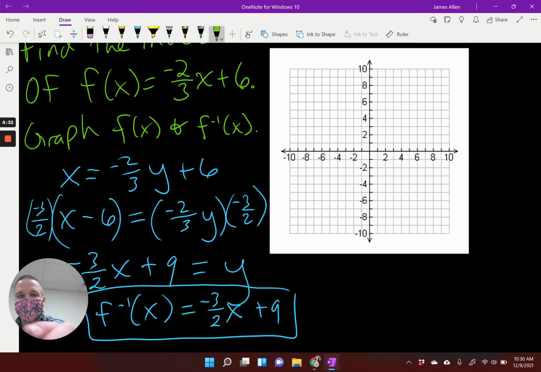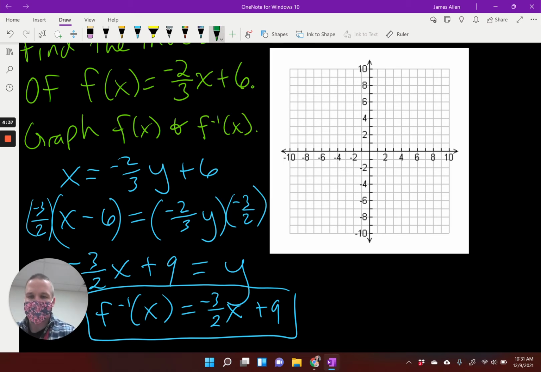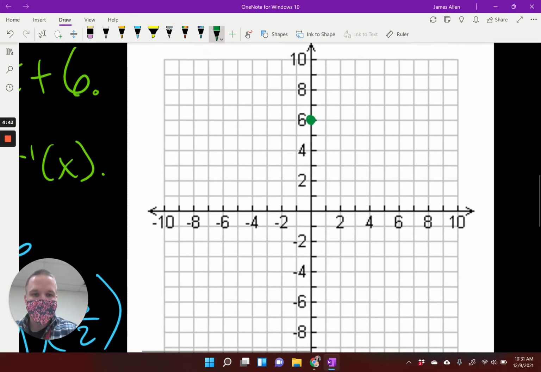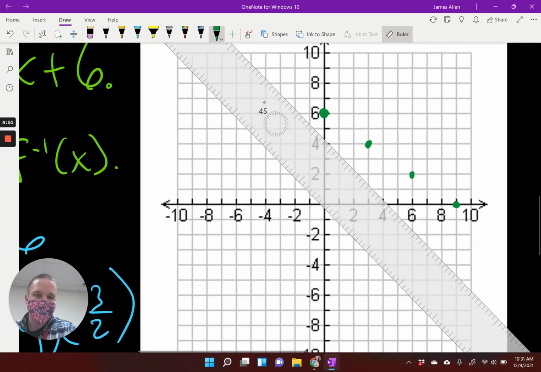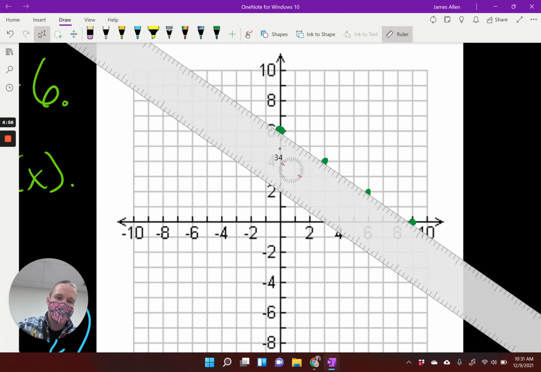I'm going to start with the green one. I'll go darker green for this so we can see it a little better, and then we'll do darker blue for the other one. So here I would start at +6, and then I'm going to go down 2 over 3. So down 2 over 3. We only need 2 points, but sometimes it's just fun to go and connect the dots. I'll use my ruler here because I got one handy. There we go. There it is.